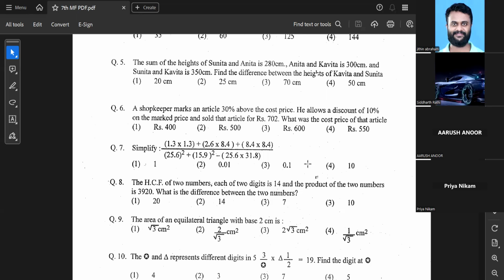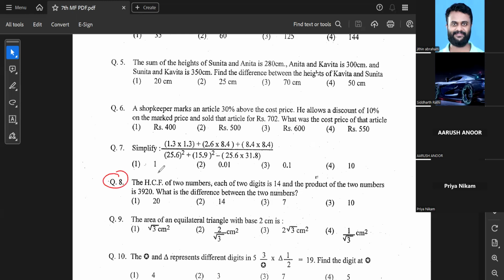Sir, I think I know the answer. Yeah. So sir, I think the answer is option B, 14. Yes, I also got it, but I don't know how to do it. Like, I just got it, can you explain? It should be HCF of 14. Okay. So sorry. Yeah, tell me.